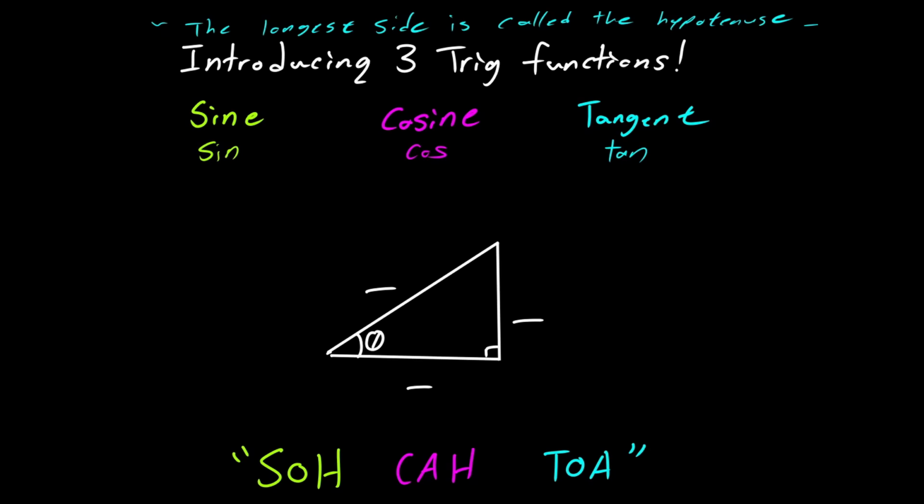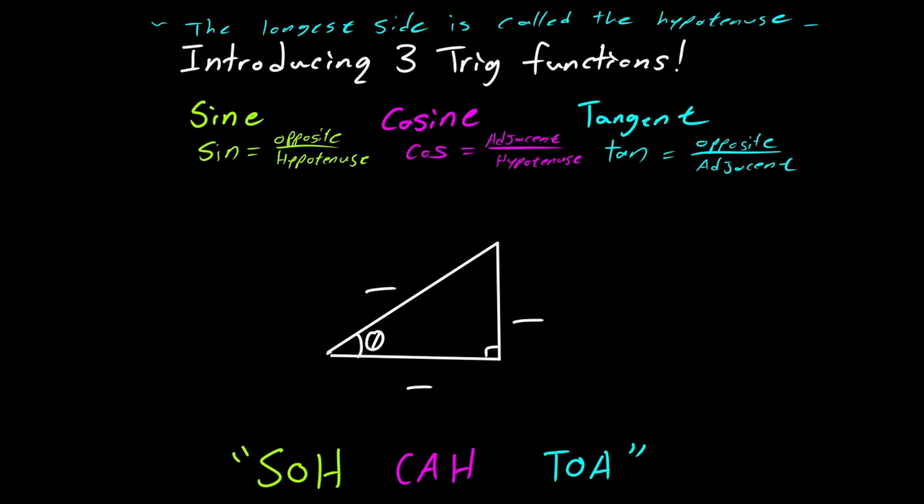Now, each of these functions have a definition. So, sine is the opposite over the hypotenuse. Cosine is equal to the adjacent over the hypotenuse. And tangent is just the opposite over the adjacent. Now, you might not know what these opposite, adjacent, well, you know what the hypotenuse is, but we don't know what the opposite and adjacent sides are.